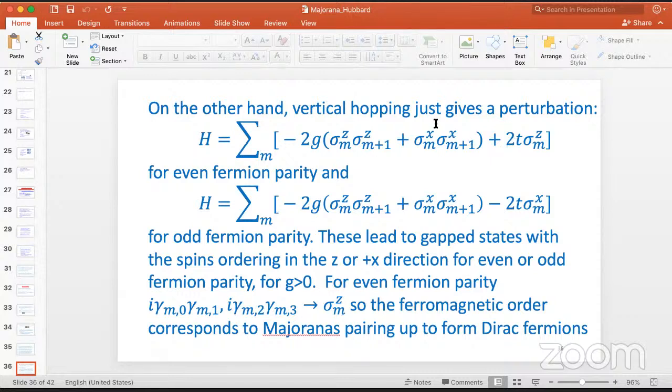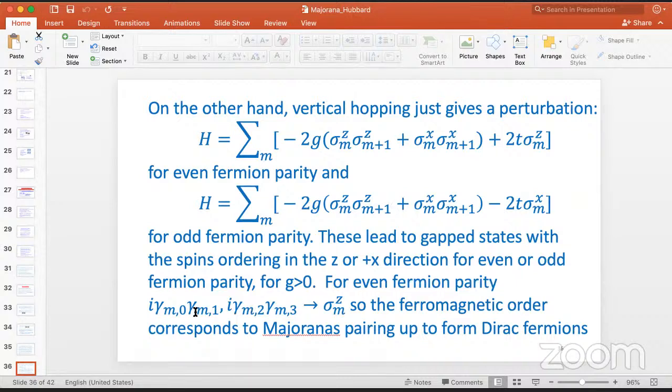So, depending on which way we pair up the fermions, we either get this Hamiltonian or this Hamiltonian, which are actually equivalent. So the vertical hopping just gives a perturbation. And so for even fermion parity, we get this, and for odd fermion parity, we get this. So this leads to gapped states with the spins ordering in the z or the x direction for even or odd fermion parity for g bigger than 0.